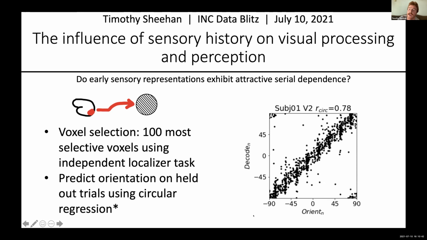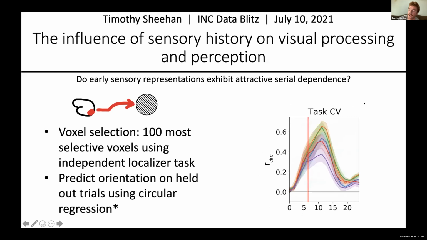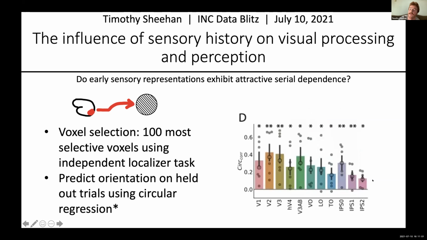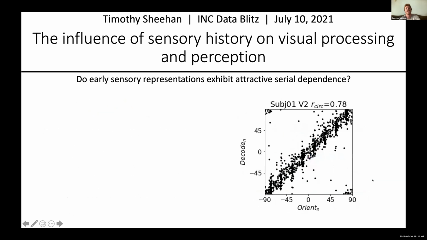Here we're plotting our decoder's outputs on held out trials. On the x-axis is the presented orientation, and on the y-axis is the decoded orientation. And we see that there's a strong relationship between the two. Our decoder was able to do pretty well across the TRs of our delay period, as well as across different visual ROIs.